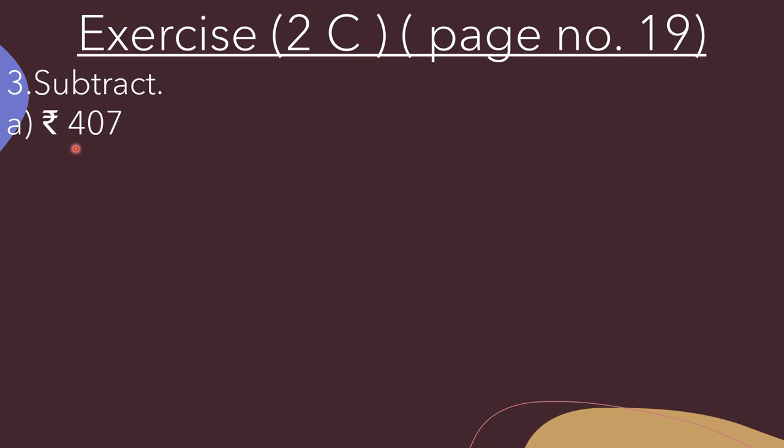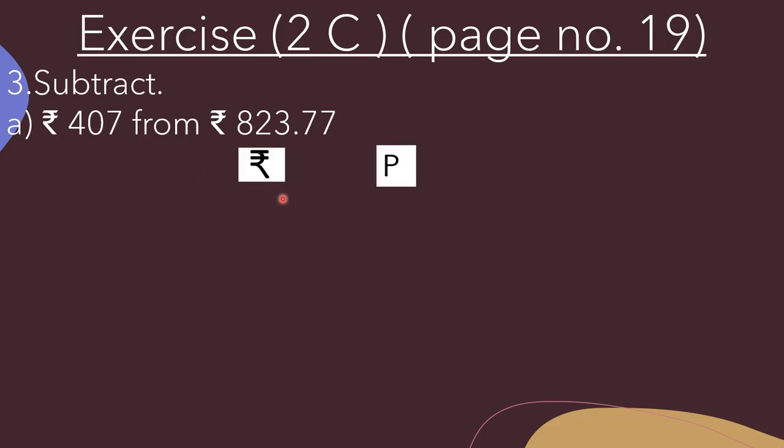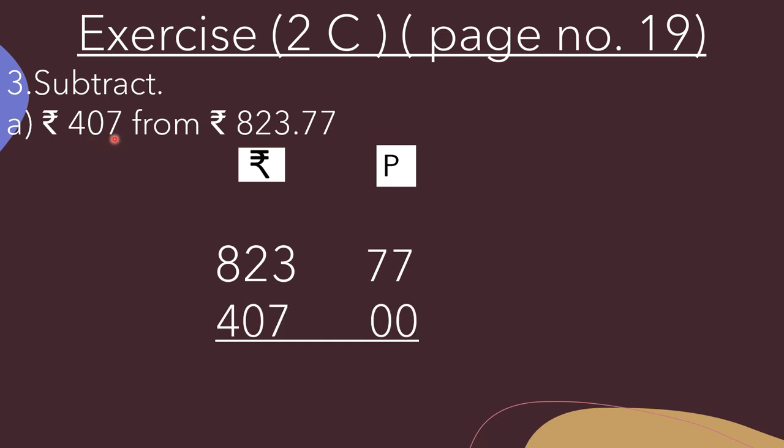In A part it is given rupees 407 from rupees 823.77. So in these type of questions, when from is given to us, then we have to write the amount that is given after from, because that is the bigger amount. Always remember, in subtraction you have to write the bigger amount first and after that you have to write the smaller amount. So we will arrange it in rupees and paise column. First of all, we will write 823 and 77 paise. After that, we will write 407 rupees. So here paises are 0. Now we will put the minus sign.